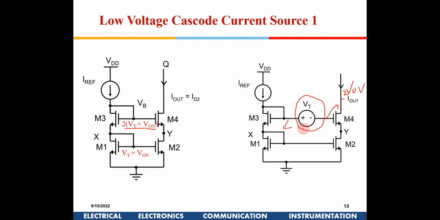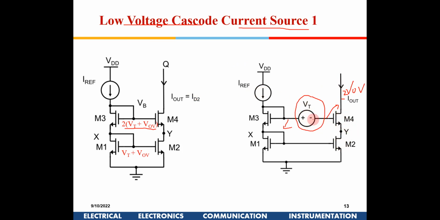So I have to somehow drop one more VT in between. That is known as a low voltage cascode current source. Low voltage means much better headroom for the next circuit. So we have to somehow reduce this output voltage requirement for this to be in saturation.